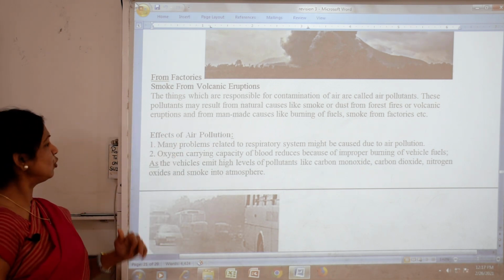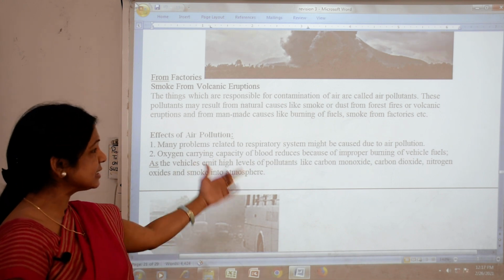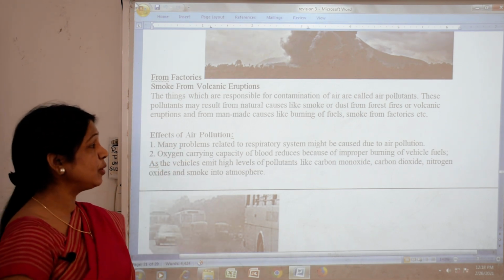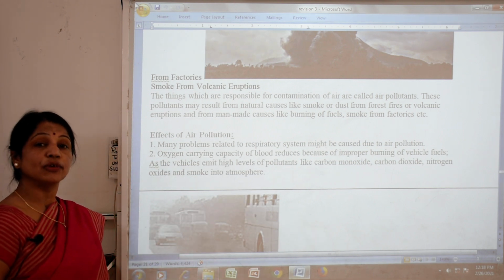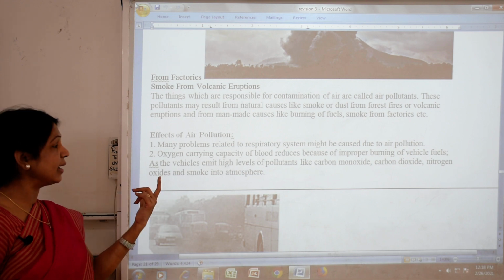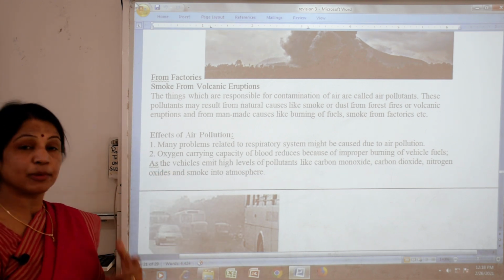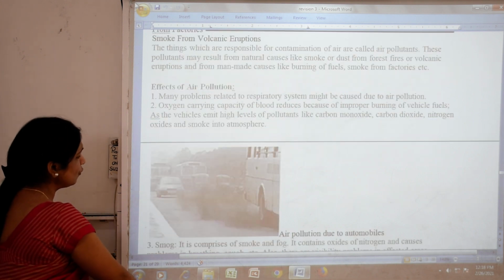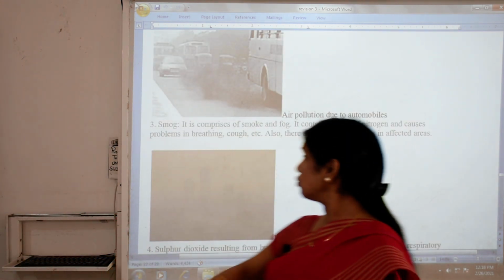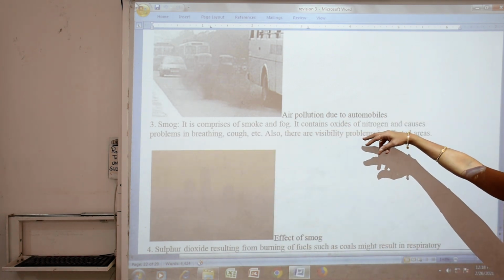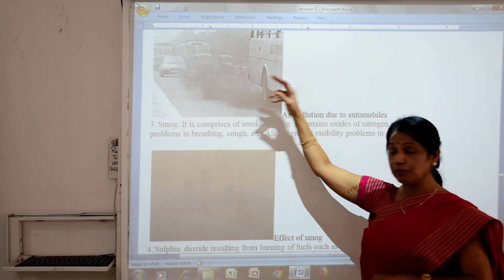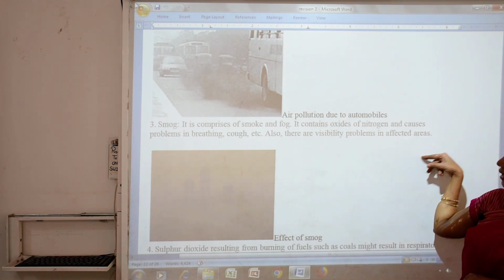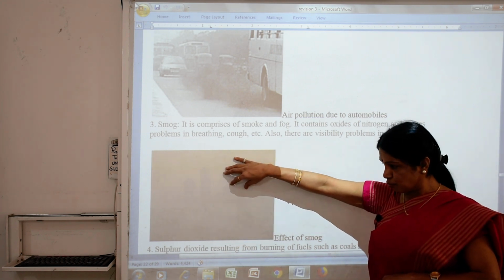Now the effects of air pollution. Many problems related to the respiratory system might be caused due to air pollution. The oxygen carrying capacity of the blood is reduced because of the burning of vehicle fuels, as vehicles emit high levels of pollutants like carbon monoxide, carbon dioxide, nitrogen oxide and smoke into the atmosphere. Now further we are going to see smog. What is smog? It comprises smoke and fog. It contains oxides of nitrogen and causes problems in breathing, cough, etc. And there are also visibility problems in the affected area. This picture shows the effect of smog.